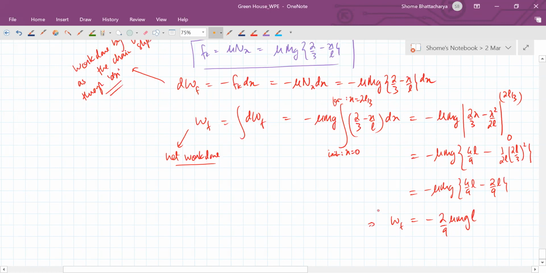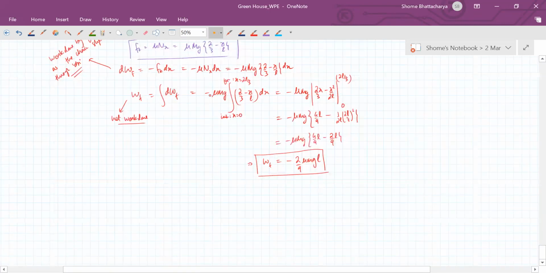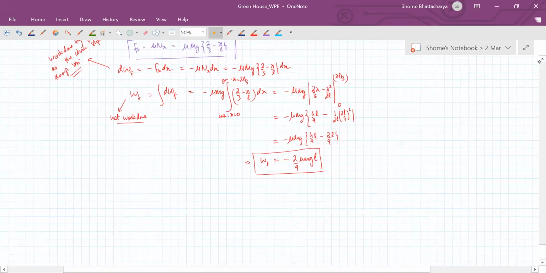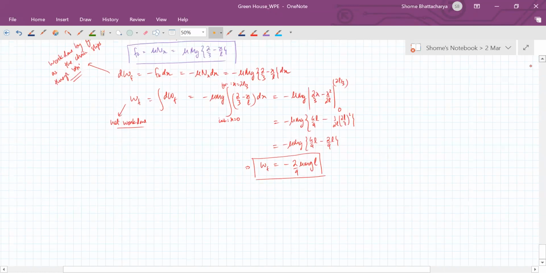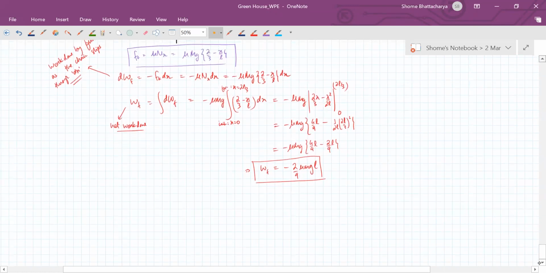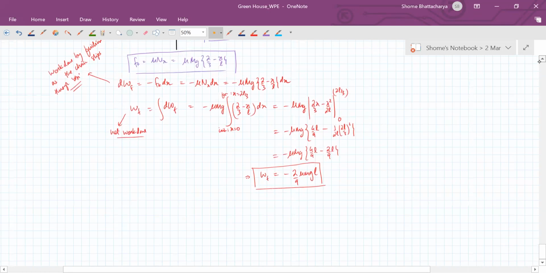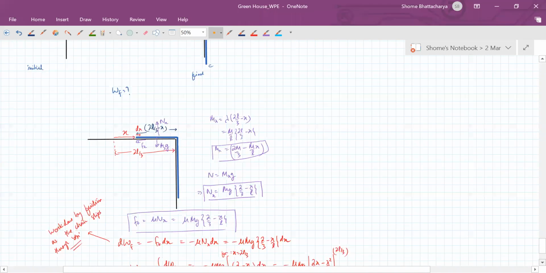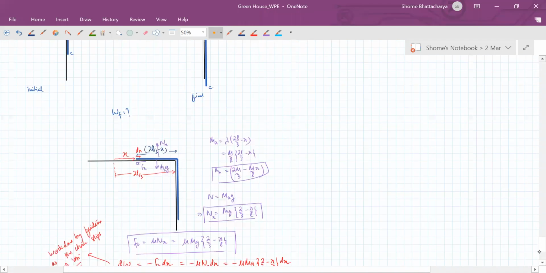This will become our net work done by friction. So this is a bit of a complicated question in terms of integration application. First of all, just make sure you understand the initial and final picture, then we'll come back to the integration application.